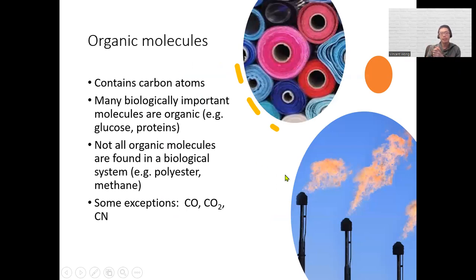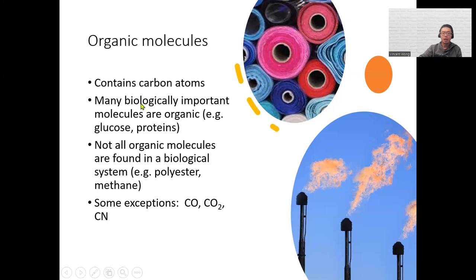So anything that contains carbon is considered an organic molecule, except for the following three. Carbon monoxide, that's the poisonous one. Carbon dioxide, that's the one that we produce, and it's one of the major greenhouse gases. And then cyanide. These molecules have carbon atoms in them, but we don't consider them organic. Everything else that has carbon in it is going to be an organic molecule. Don't confuse this definition of organic with organic food. That's completely different; organic food is about the way it's grown. But here it is just whether it has carbon in it or not.